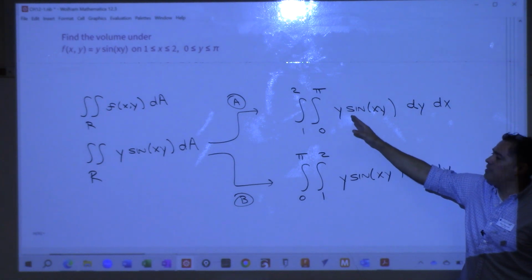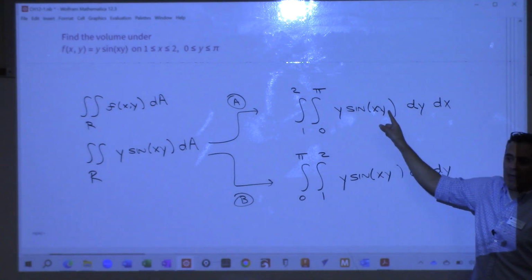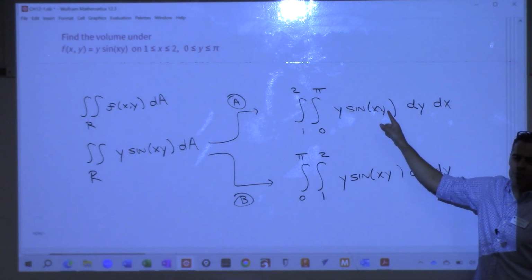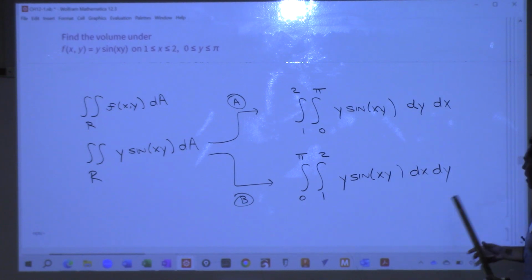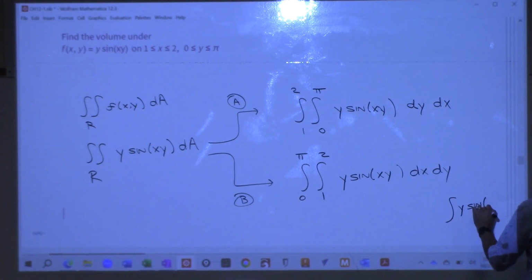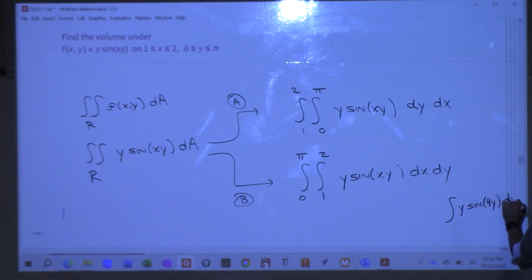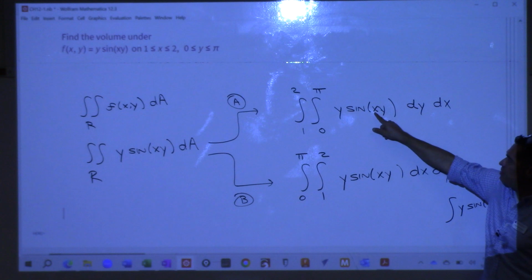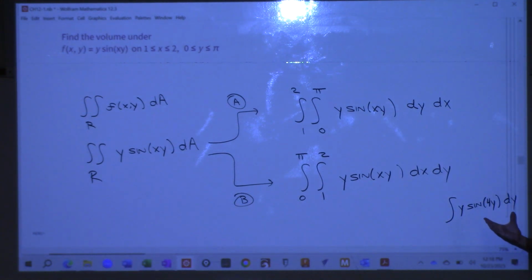How are you going to find the antiderivative of this if you got a y out here and a y inside? What would you use? Integration by parts. You'd use integration by parts, because that looks a lot like, if I were to ask you to integrate y sine of 4y dy, right? We're treating the x like a constant right now. That would be integration by parts.